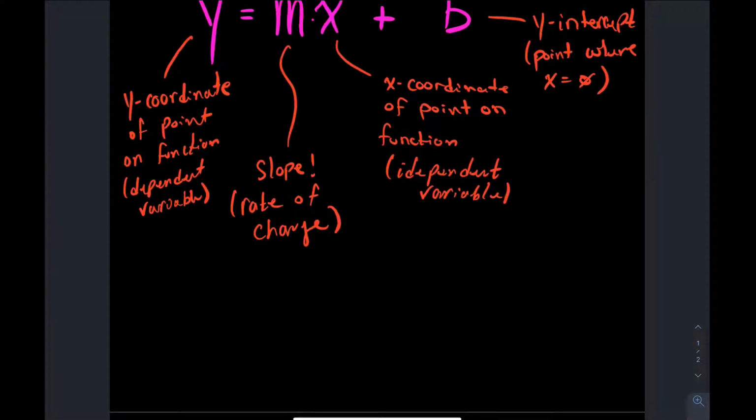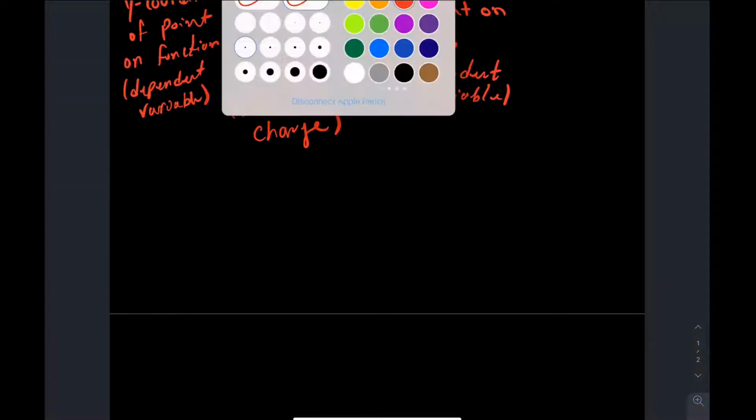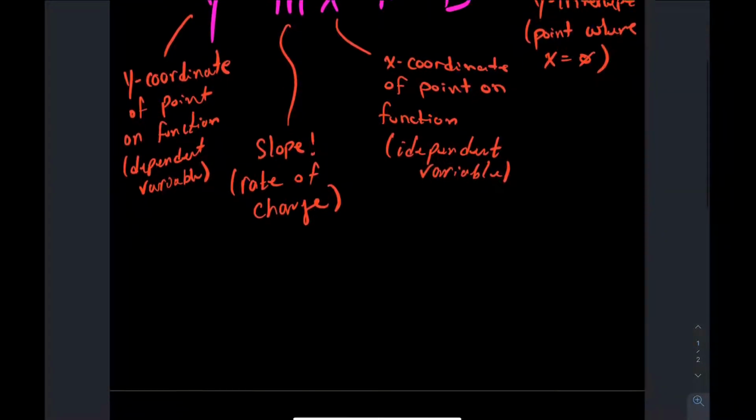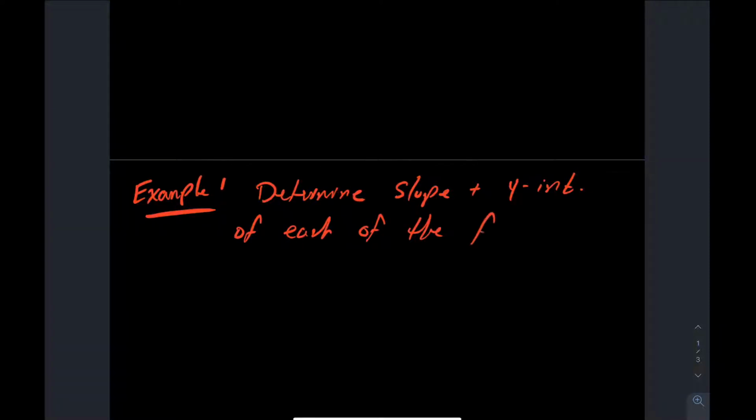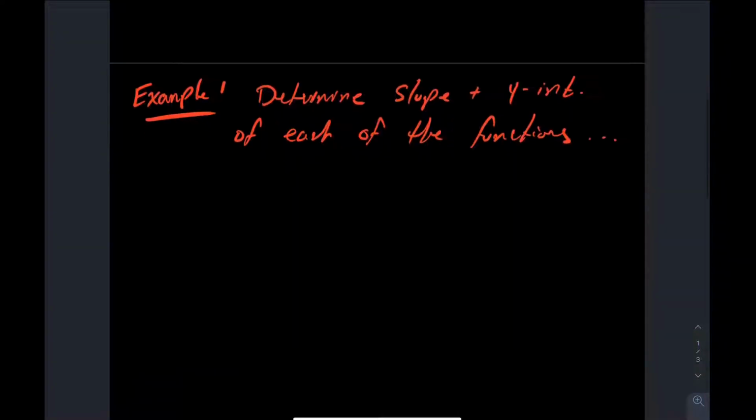So let's look at some examples, and let's do the examples down here. Example 1: let's say we want to determine the slope and y-intercept of each of the following functions. Okay, let's look at A. Let's say that A was asking us y equals negative 4x plus 7.